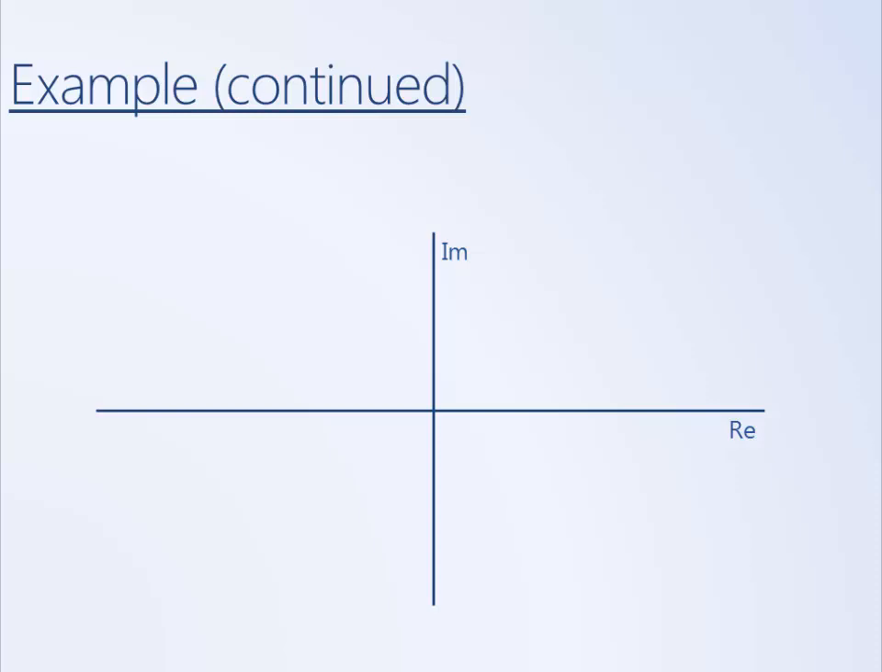So step 1, locate poles and zeros. Pole, pole, pole, 0 at -3, and then another pole at -4. We locate the root locus on the real axis for step number 2. This is to the left of an odd, this is to the left of an odd, this is to the left of an odd.